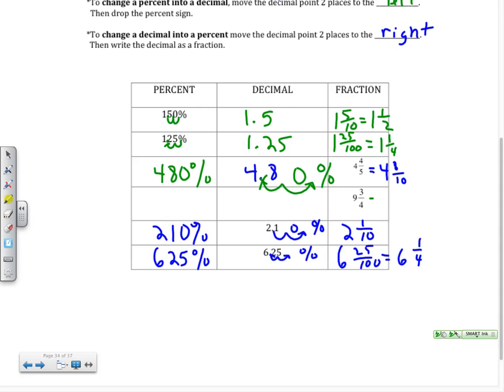9 and 3/4 I know is the same as 9 and 75/100. So I'm going to write it as a decimal, 9.75, and use the same procedure. Take my decimal point, move it 2 places to the right, and add my percent sign, drop that old decimal. So 9.75 becomes 975%. So go ahead, jot down any questions you might have, and good luck with this assignment.